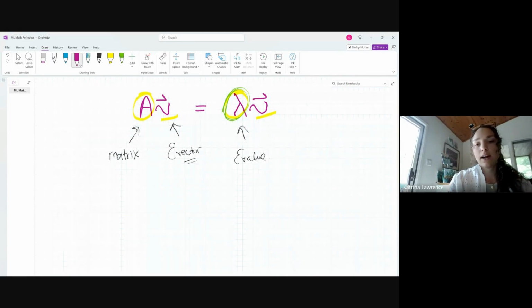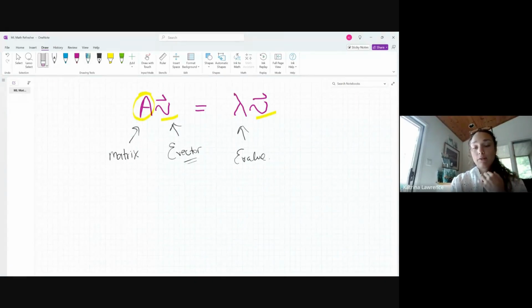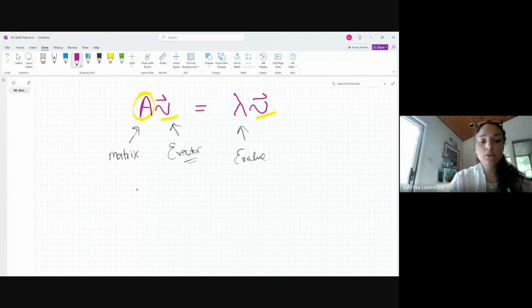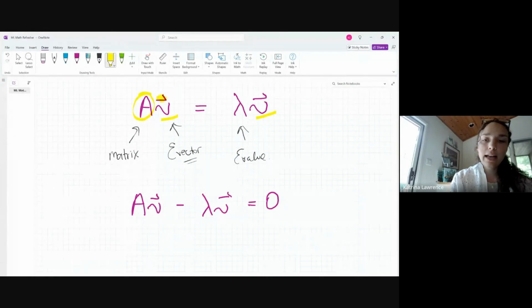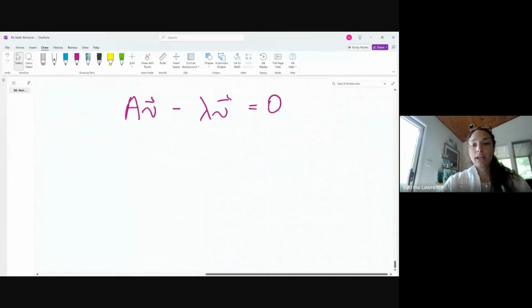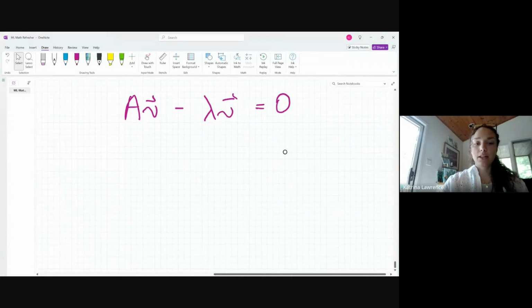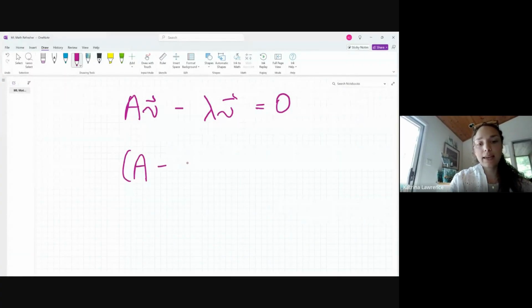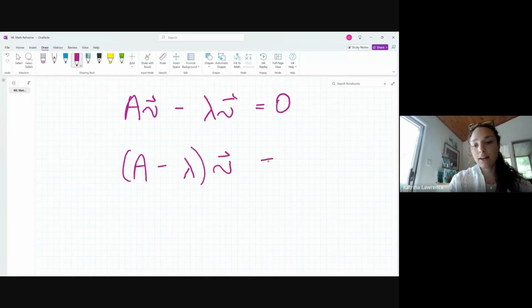In order to calculate our eigenvectors, we have to rearrange our equation. Like everything in math, whenever we want to solve for something, the first step is to set your equation equal to 0. So we've got AV minus lambda V equals 0. For those of you who are new to vectors, this little hat on top of the V is the vector arrow, which represents that V is a vector, meaning it has both a magnitude and a direction. Now that we have our equation set to 0, we're going to factor out our eigenvector. As a result, we end up with matrix A minus lambda times our eigenvector, set equal to 0.